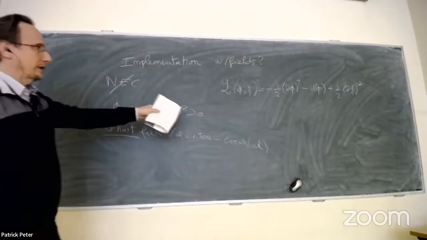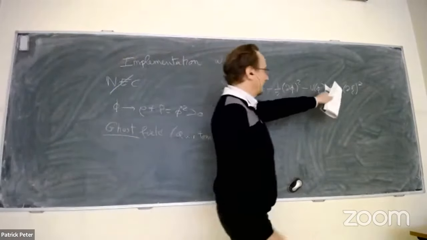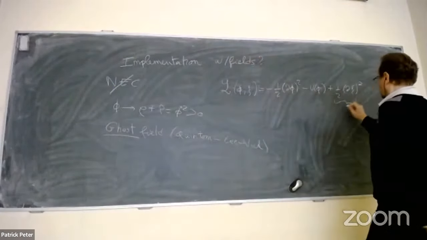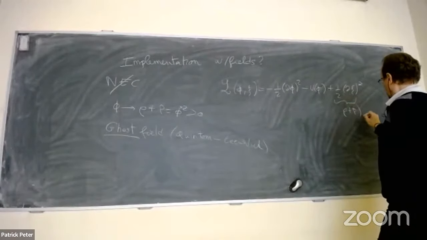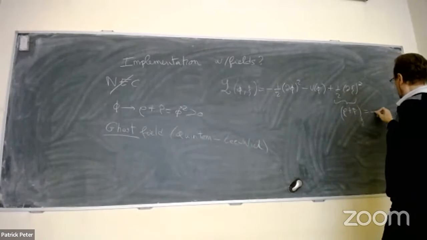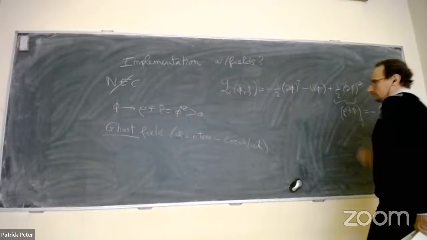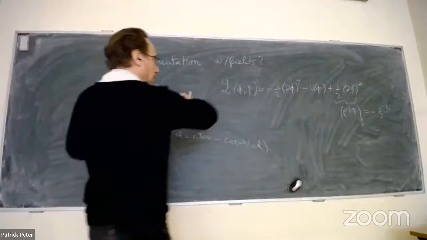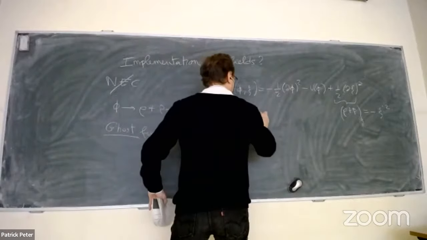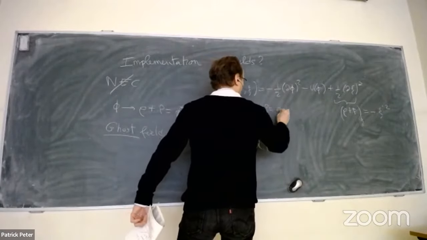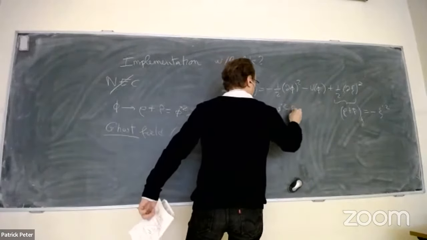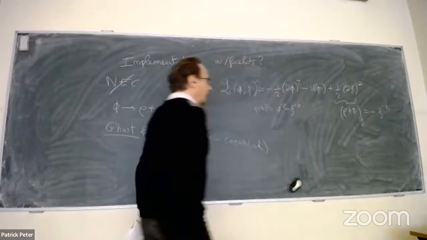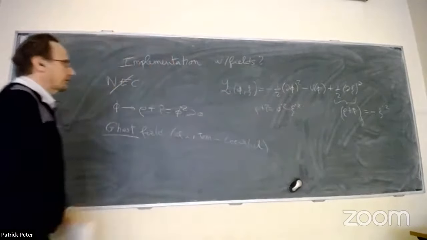And because it is a ghost field, you can immediately calculate that its rho plus p associated to psi is going to be equal to minus psi dot squared, right? So in other words, for this model, you will end up with rho plus p equals phi dot squared minus psi dot squared. And so now this is no longer positive definite.